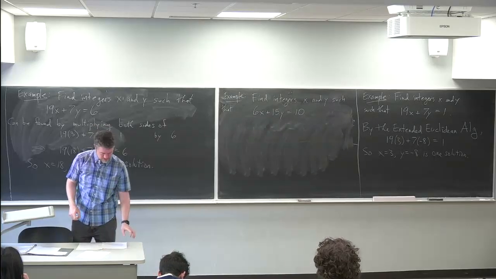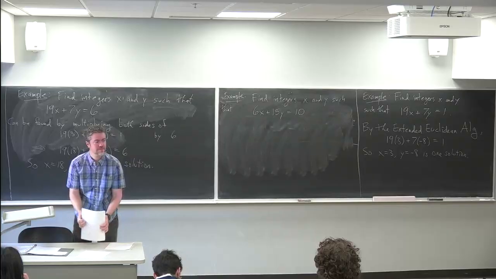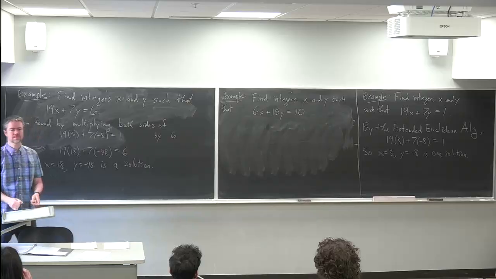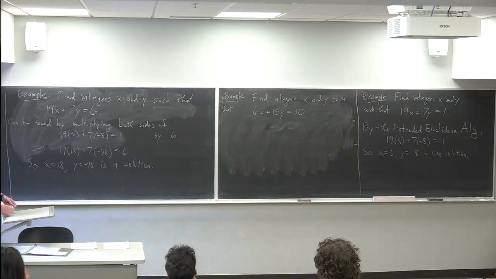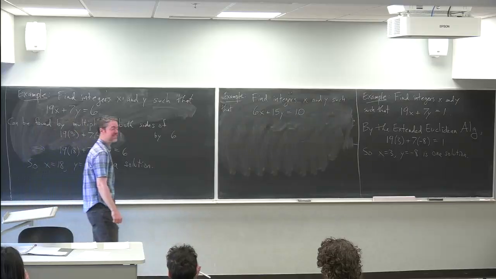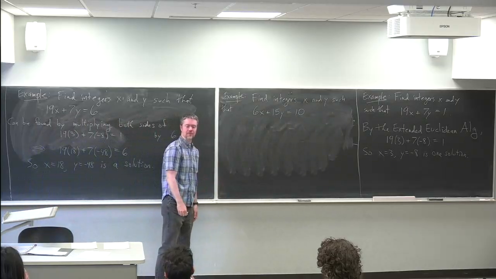What do you think about this one? Thoughts? Yeah. We find the GCD of 6 and 15 and then just apply the same thing over again? Well, we could, but what is the GCD of 6 and 15? Can you tell me? 3. Okay. Well, how would that work then?